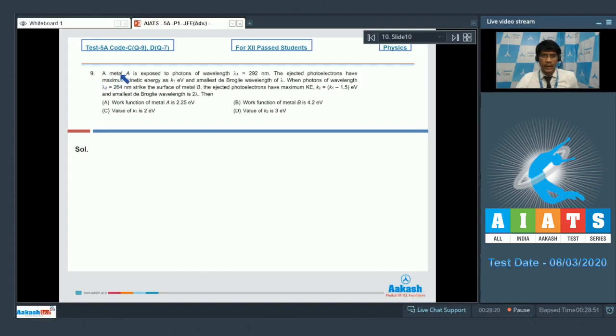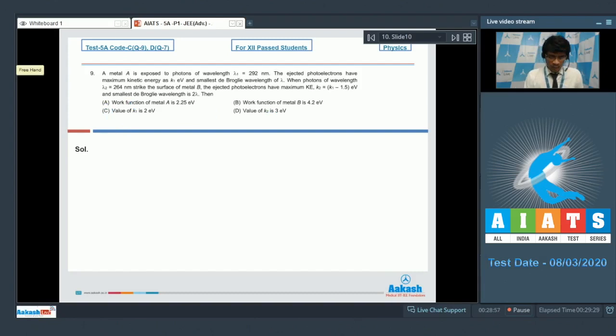In question number 9, a metal A is exposed to a photon of wavelength 292 nanometer. The ejected electrons have maximum kinetic energy k1 electron volt and smallest de Broglie wavelength lambda. When a photon of wavelength lambda 2 equal to 264 nanometer strikes the surface of metal B, the ejected photoelectrons have maximum kinetic energy k2 as k1 minus 1.5 electron volt and smallest de Broglie wavelength 2 lambda. Then we need to evaluate which of the given options are correct.